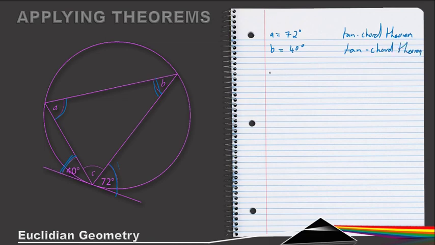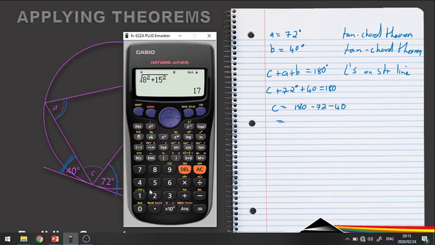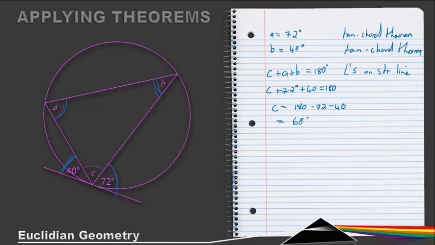And finally, C plus A plus B will be equal to 180 degrees, and let's just use angles on a straight line. And then substituting our values, C plus 72 degrees plus 40 is equal to 180. So C is equal to 180 minus 72 minus 40. So this gives us 68 degrees.